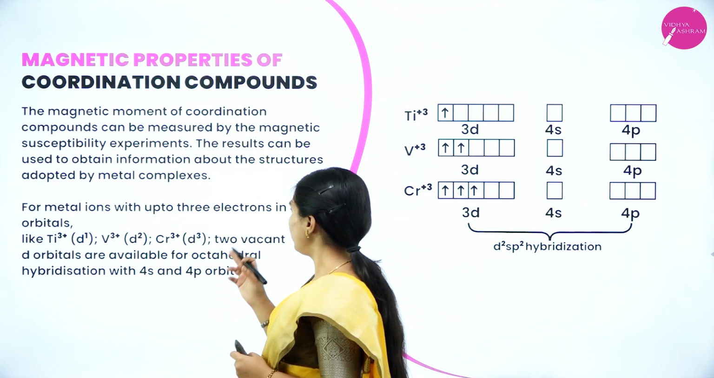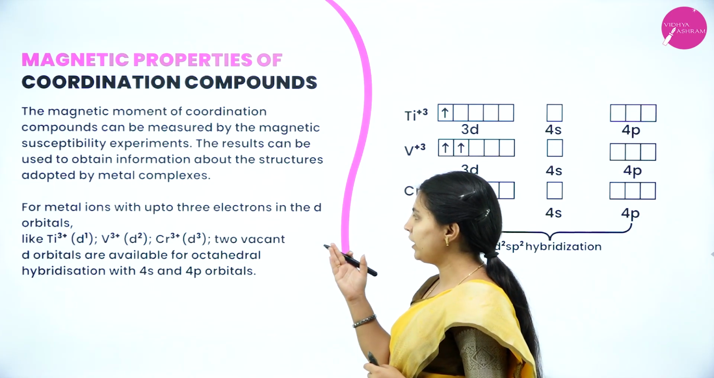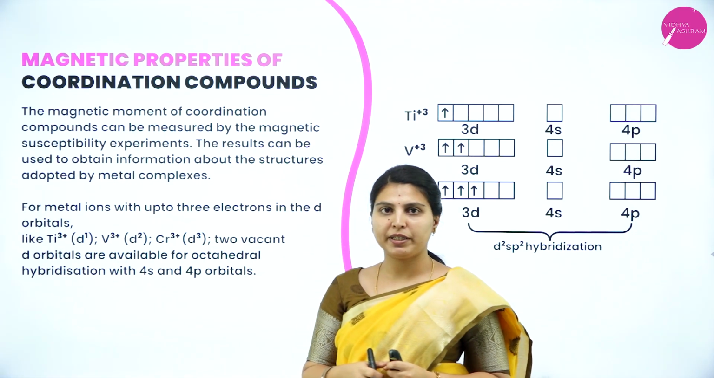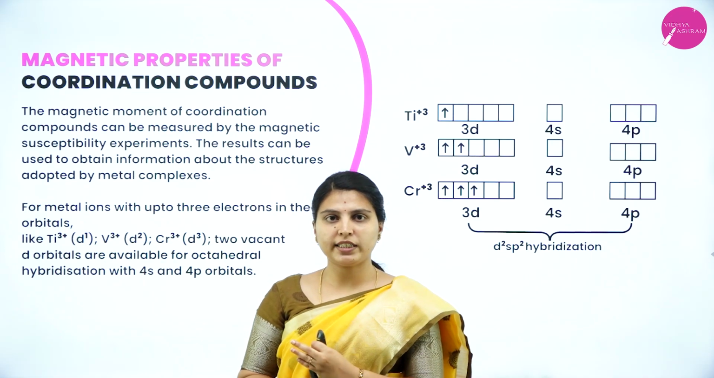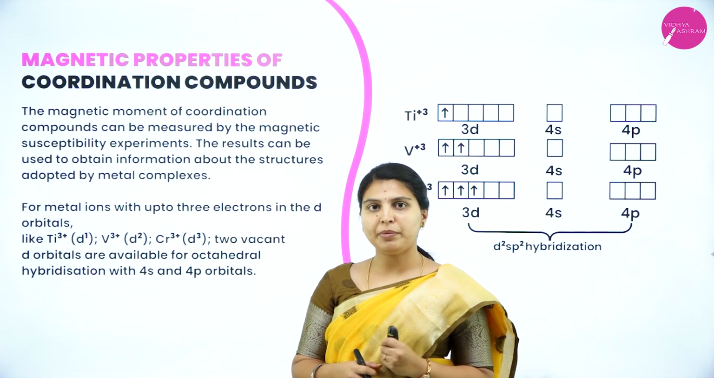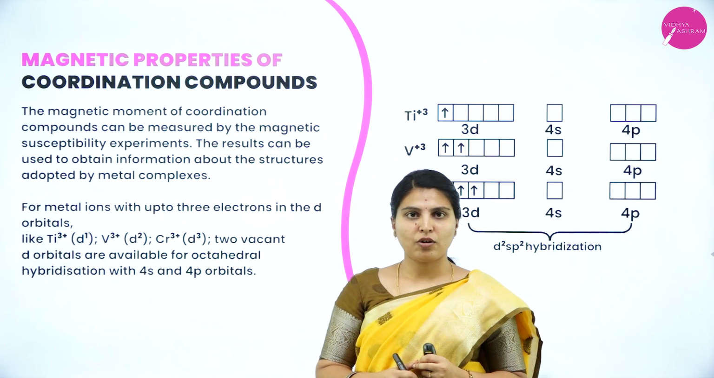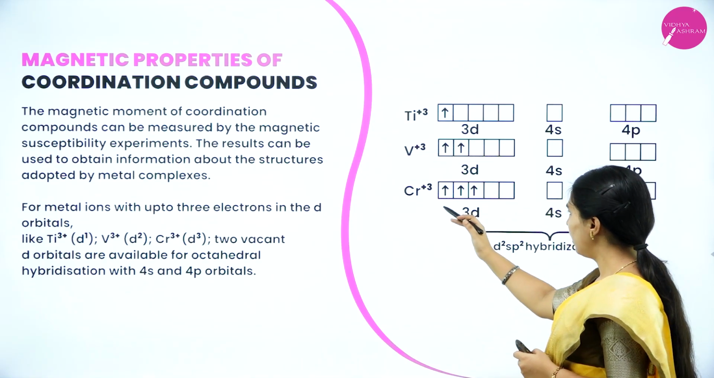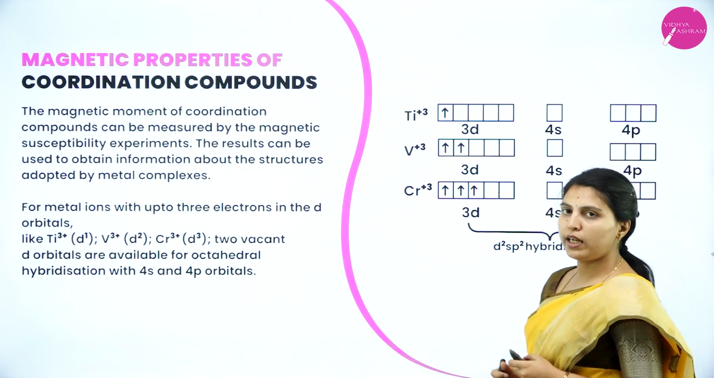Metal ions with up to 3 electrons in the d orbitals, like titanium, vanadium, chromium, which are d1, d2, d3 respectively, have 2 vacant d orbitals available for octahedral hybridization with 4s and 4p orbitals. In the d block elements, d1, d2, d3 like titanium, vanadium and chromium have 2 vacant d orbitals to get hybridized with 4s and 4p orbitals to form octahedral complexes. See here, it has 2 vacant spaces till chromium. It may hybridize with 4s and 4p to form octahedral complexes.